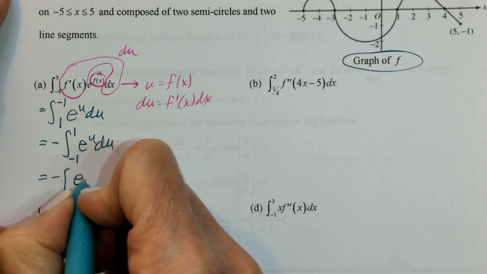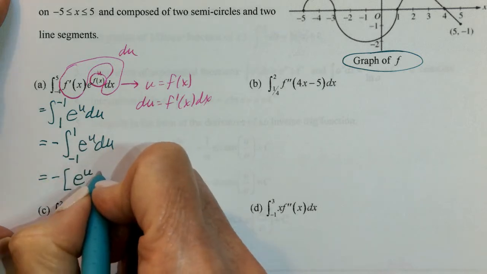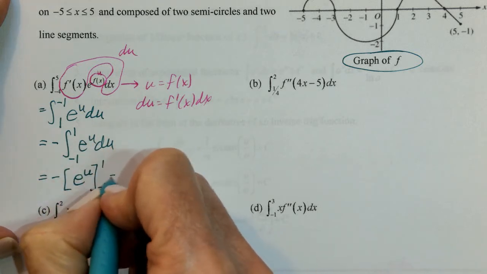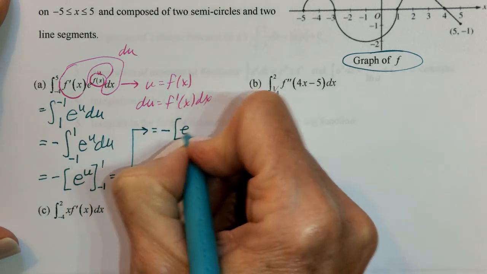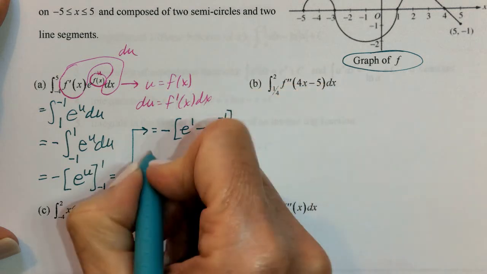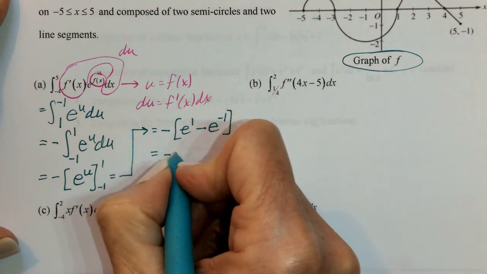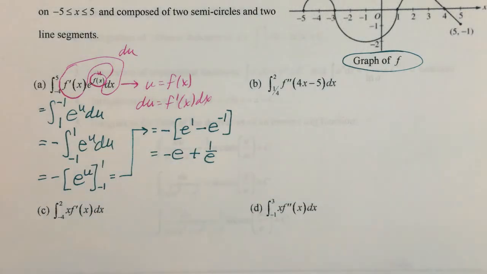So now we have e to the u. The antiderivative of e to the u is e to the u, from -1 to 1. So that is e to the 1 minus e to the -1, which is e minus 1 over e, or 1 over e minus e.